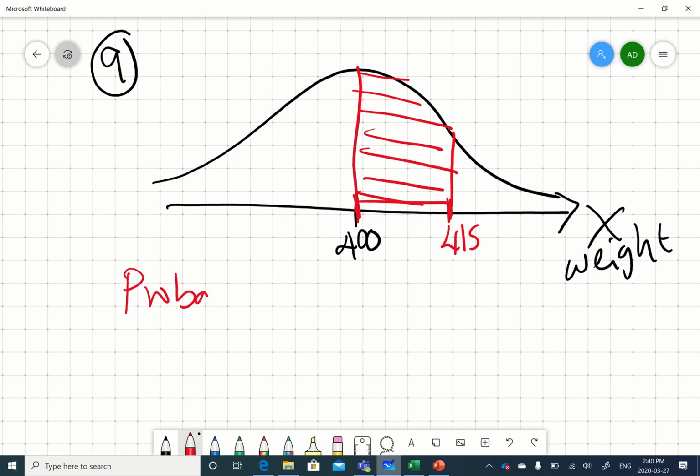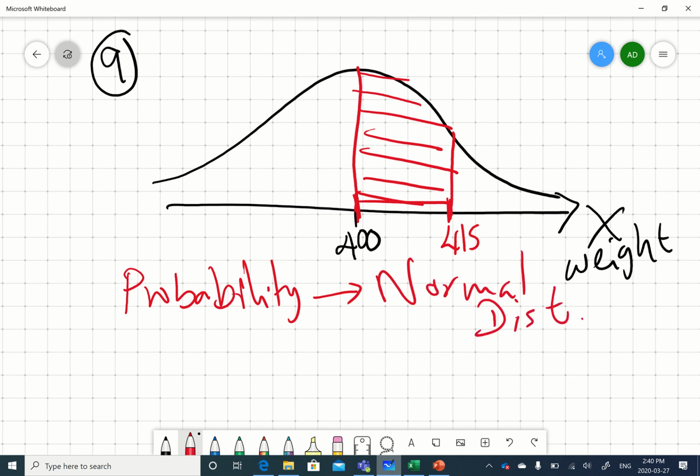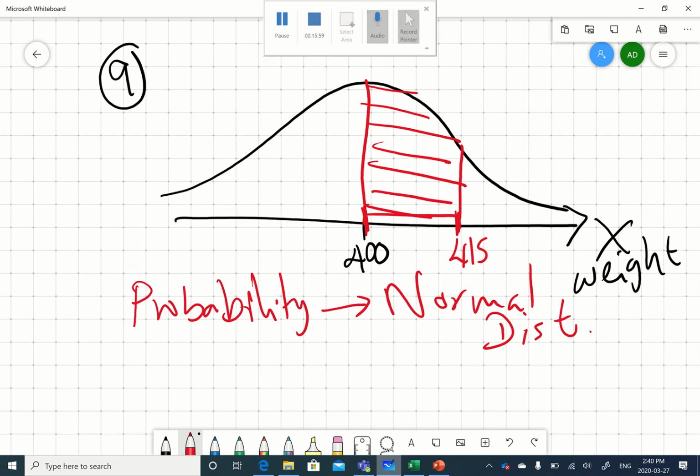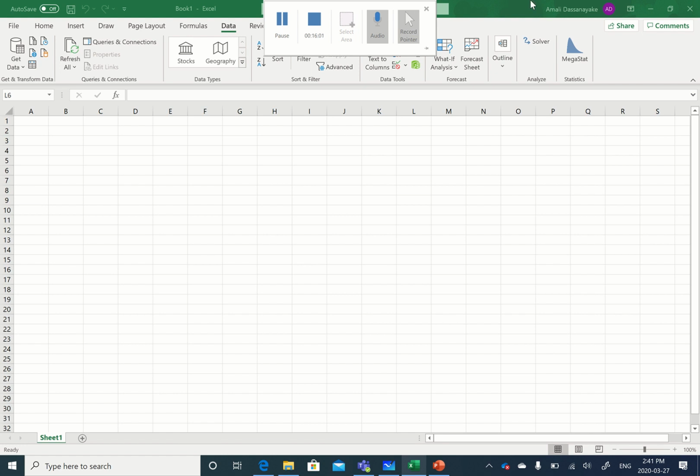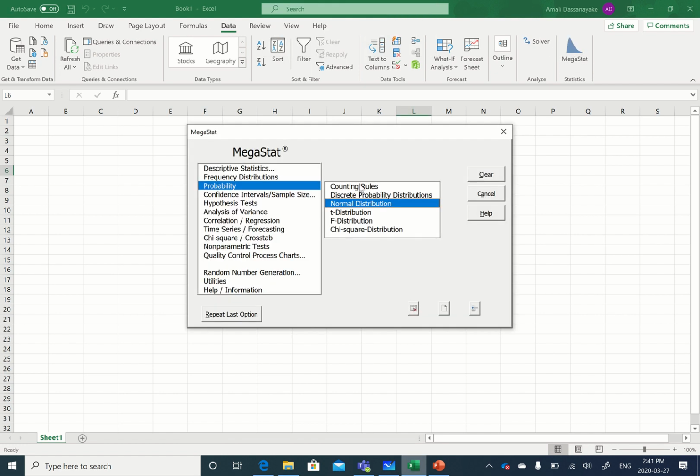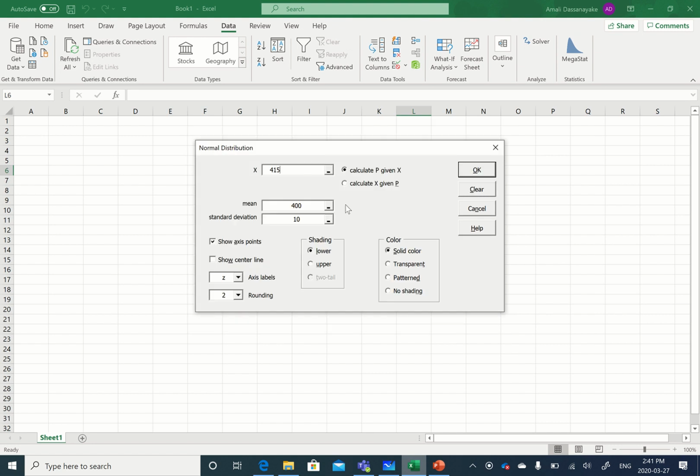Probability, normal distribution. Okay. Megastat, probability, normal distribution. And first thing first, by default you would see, I'm sorry, let me clear this out. So by default this is what you see. Mean is 0, standard deviation is 1. So when mean is 0 and standard deviation is 1, we say that Megastat is set for standard normal distribution.